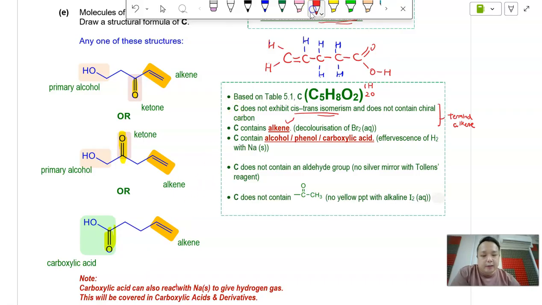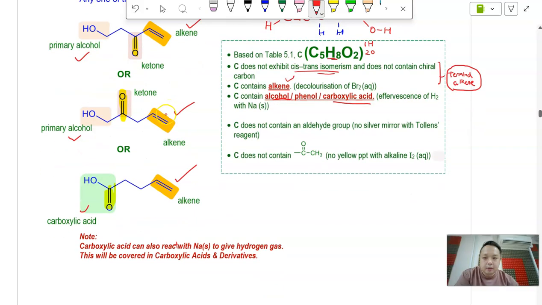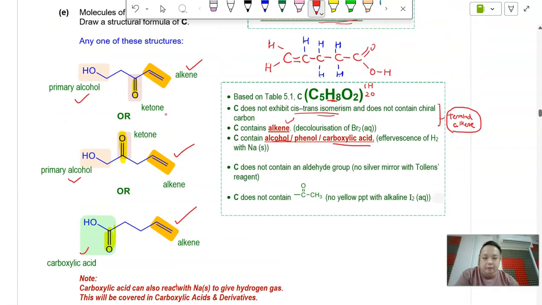Again, what are the functional groups present? Alkene, to be exact. And more importantly, because it cannot exhibit cis-trans, we therefore propose a terminal alkene. Next, we must have either alcohol or a carboxylic acid. Now, the ketone part is largely to balance the number of hydrogen atoms. So that's why we have to propose a ketone functional group to decrease the number of hydrogens required. And with that, we are done.